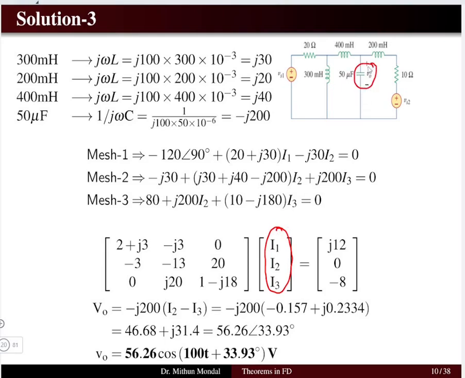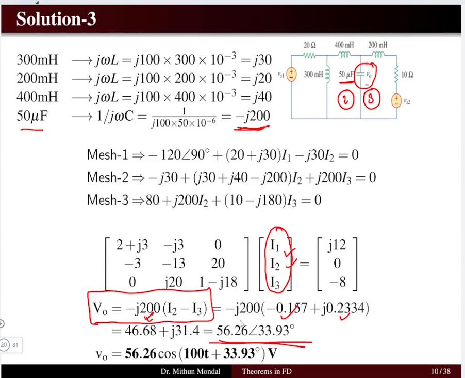So V0 is basically between the two loops, that is the second loop and the third loop, and the capacitor is 50 microfarad. So 50 microfarad is equivalent to minus j 200. So we can write the expression relating the voltage, impedance of the capacitor and the current. I2 and I3 are flowing in the reverse direction, so we have I2 minus I3 and the net reactance is minus j 200. We can find I1, I2, I3 from these equations, then substitute the values of I2 and I3 and obtain the value of the potential V0.